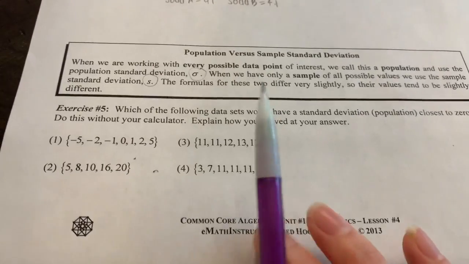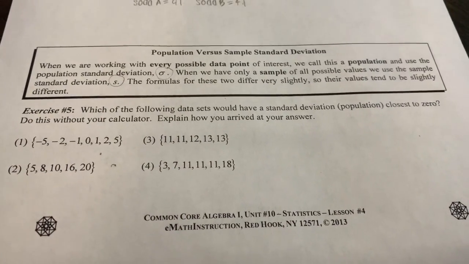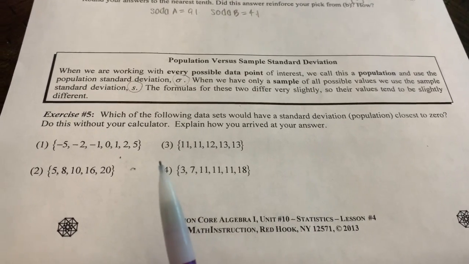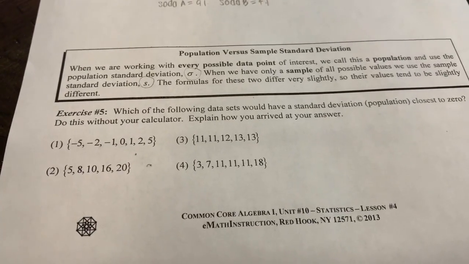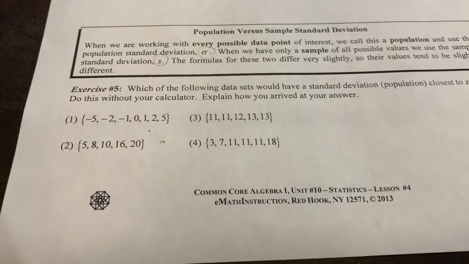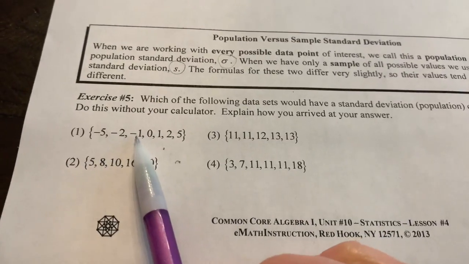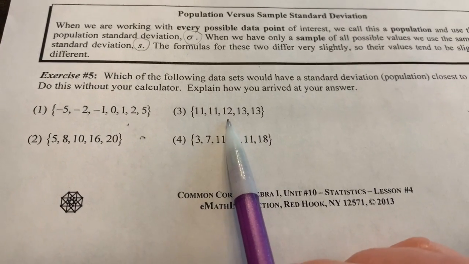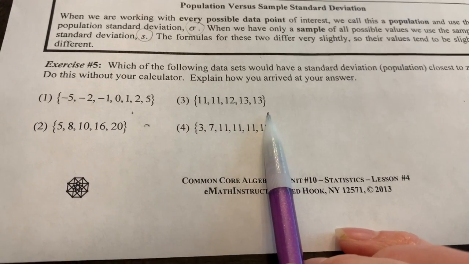Okay? Finally, to finish up exercise 5, which of the following data sets would have a standard deviation that's closest to 0? Do it without your calculator. So for a question like this, you just want to see which one of these hardly varies at all from the other points, right? These points all vary. These points all vary. These points all vary. These points are all pretty close to the same, 11, 11, 12, 13, 13, right?